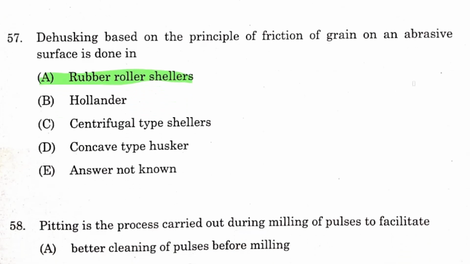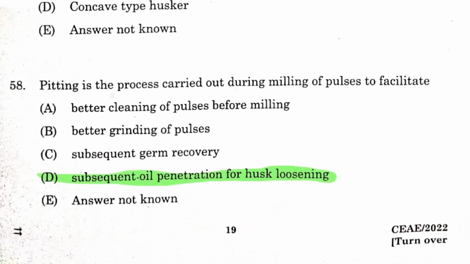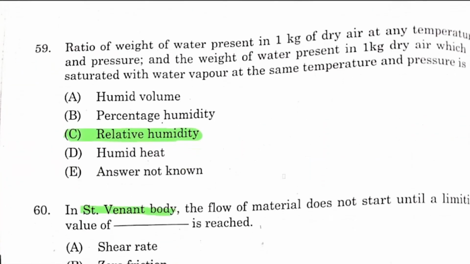Next one is question number 57. Dehusking based on the principle of friction of grain on an abrasive surface is done by rubber roller shellers. Next one is question number 58. Pitting is the process carried out during milling of pulses to facilitate subsequent oil penetration and husk loosening. Option number D is correct here. Next one is question number 59.